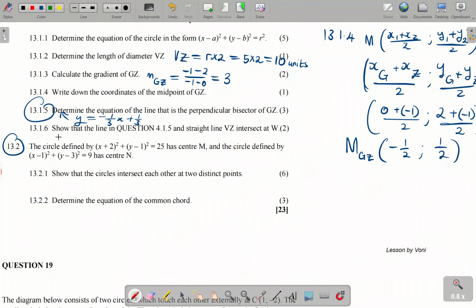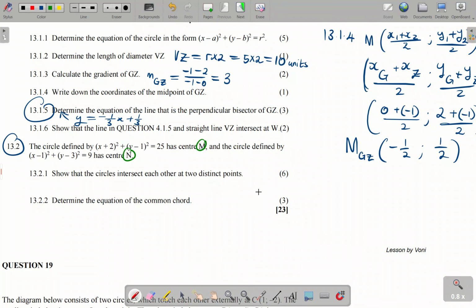So now let's see this one. They say that the circle, let me use green, the circle defined by this has a center M, and the circle defined by this has a center N. Show that the circles intersect each other at two distinct points. It means we are looking for these ones. You still got those notes?